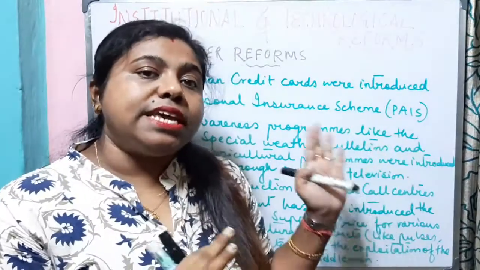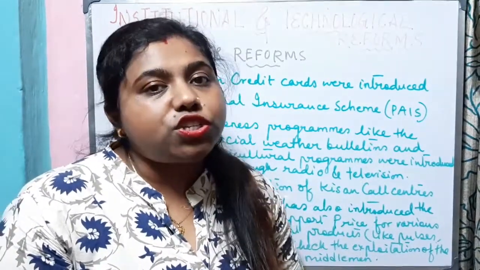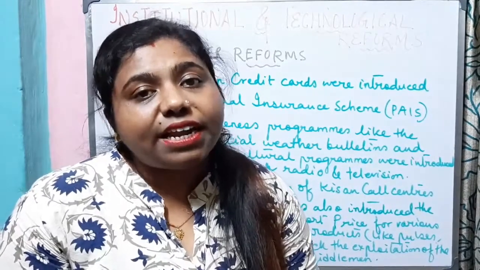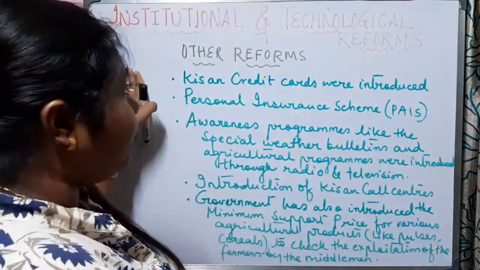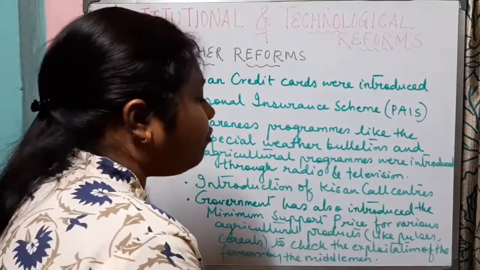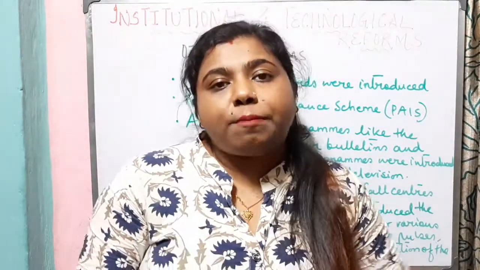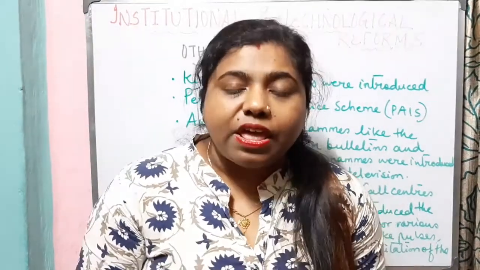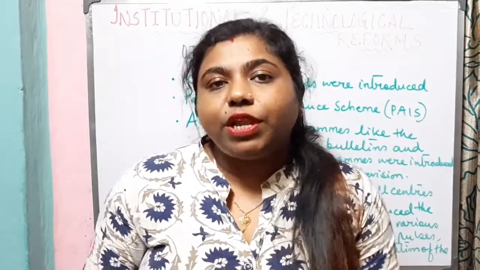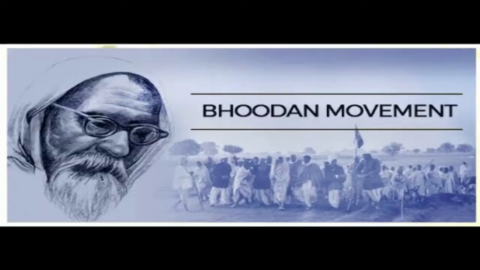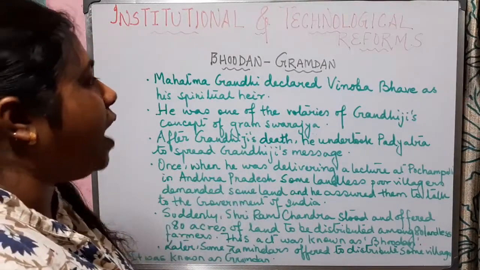So this was the institutional reforms, the technological reforms, the comprehensive land development program, and the other reforms that were introduced by the government. Now when we're talking about the institutional reforms, we should know about the Bhoodan-Gramdan, that is the bloodless revolution. So now let us know about the bloodless revolution. Now let us know about the Bhoodan-Gramdan.